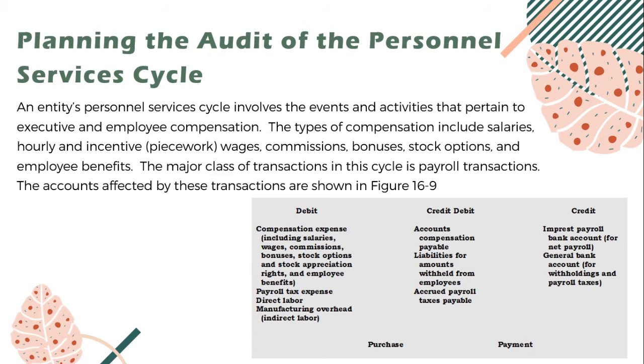An entity's personal service cycle involves the events and activities that pertain to executive and employee compensation. The types of compensation include salary, hourly incentive, based work week, commission, bonus, stock option, and employee benefit. The major cause of transactions in this cycle is payroll transactions. The accounts affected by these transactions are shown in figure 16.9.